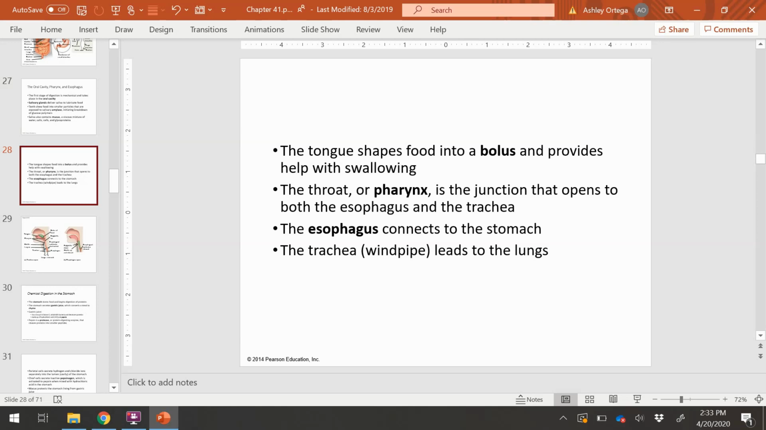All right, and so the tongue will shape the food into a round structure we call the bolus, and this will be helpful with swallowing, along with the tongue will help swallow the food from the oral cavity to the pharynx region, which will quickly pass into the esophagus. And so the pharynx region is a junction that opens between the esophagus and the windpipe, which is called the trachea. And so let's take a look at that here.